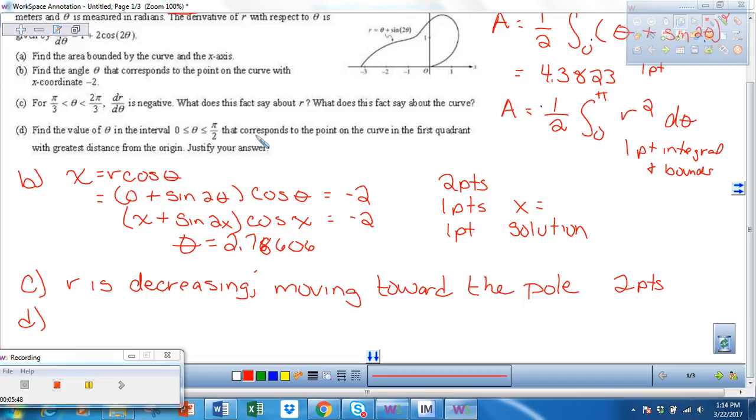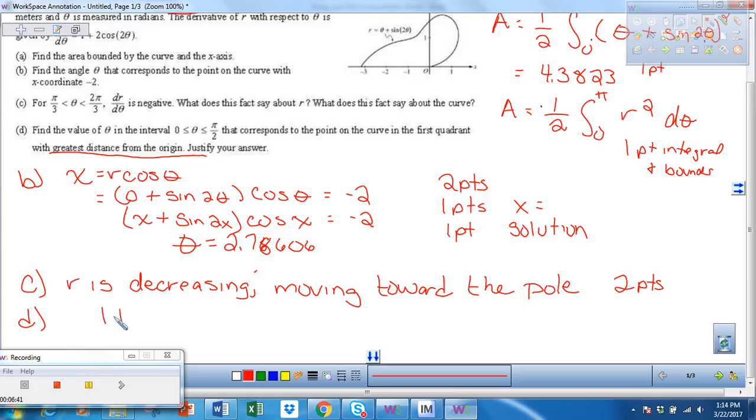They want to know, find the value of theta that corresponds to the point on the curve in the first quadrant with greatest distance from the origin. That statement tells you a lot of things. If we're talking about greatest distance, what does that remind you of? Maximum. Not just the maximum, but what type of maximum? Absolute maximum. If we're looking for any type of max or min, how do we find it? Set the derivative equal to 0. Since they already gave us the derivative, we would set this derivative equal to 0.